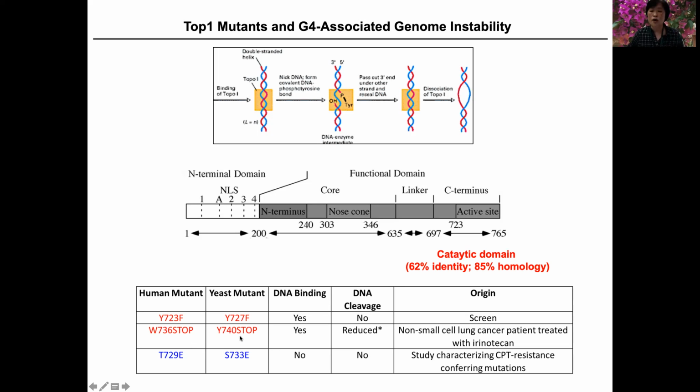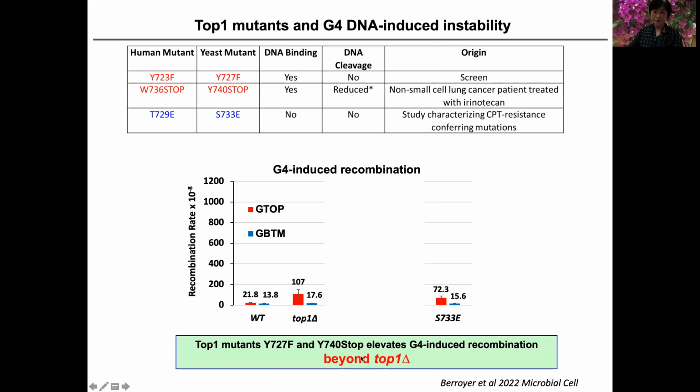So these 2 are cancer drug, like CPT, resistant mutations. All 3 are actually CPT resistant mutations. But there are differences. The ones in red actually can still bind DNA, just cannot cleave DNA. Whereas the one in blue, S733E, cannot even bind DNA. So whether it can cleave DNA or not is irrelevant.